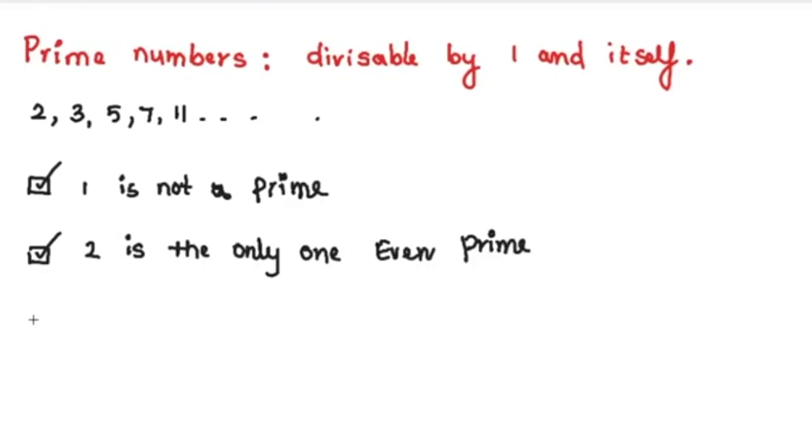And the other point which you need to remember: take the prime numbers from 1 to 100, start writing all of them, and if you start counting them, you will be able to realize one point. What is that point? 1 to 50.